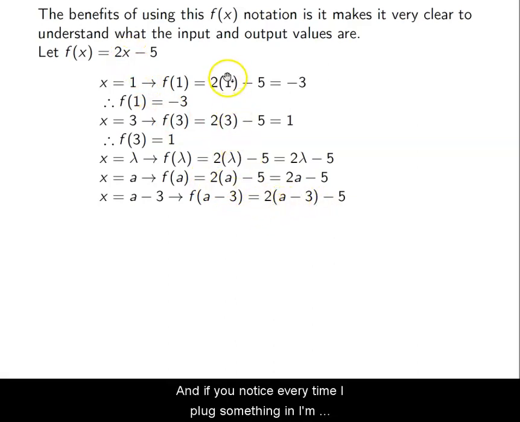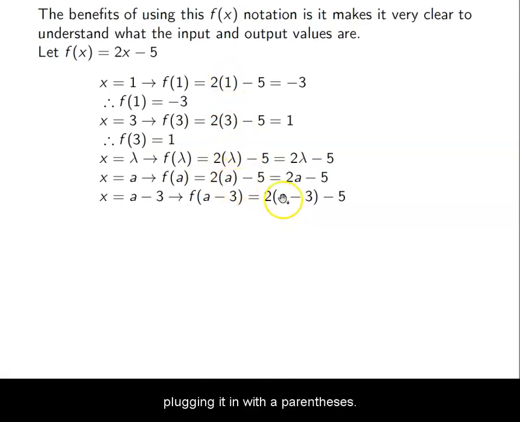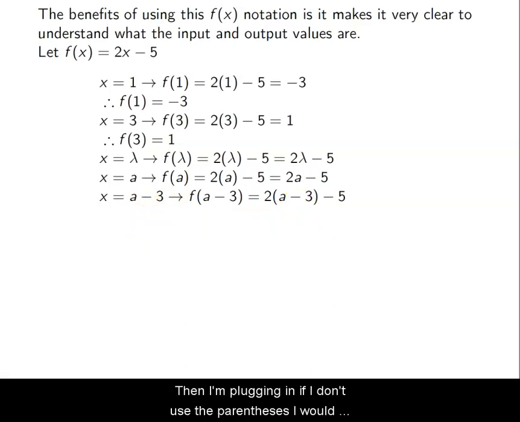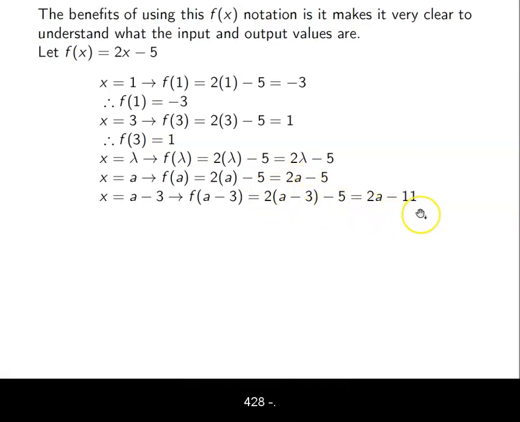And if you notice, every time I plug something in, I'm plugging it in with the parentheses, because a minus 3 is the quantity that I'm plugging in. If I don't use the parentheses, I would get 2a minus 3 minus 5. Here, since it's in parentheses, it's very clear that everything inside is multiplied times 2. So this turns into 2a minus 6 minus 5, or 2a minus 11.